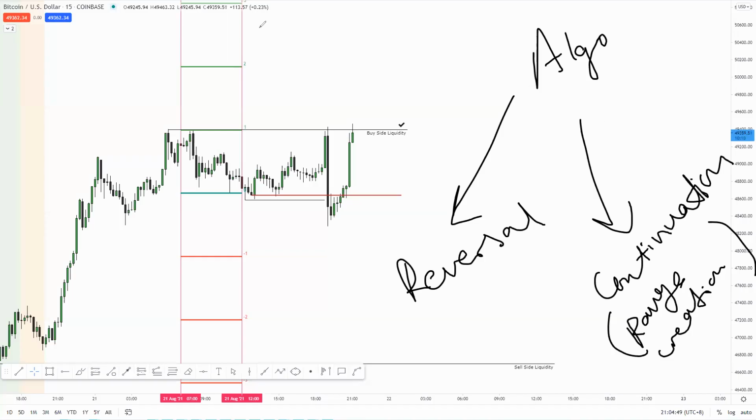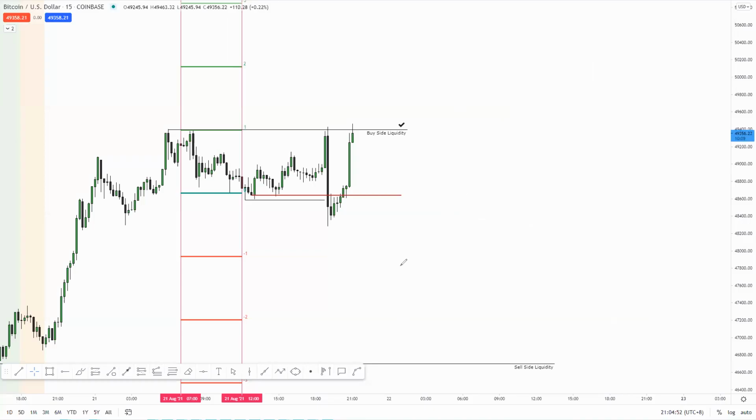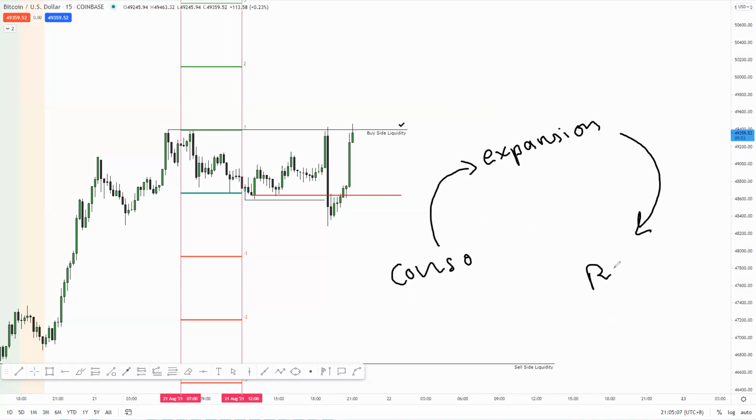Now, there are certain steps inside of this reversal and continuation profile. Here's how it is. We start off with a consolidation, expansion, and then reversal. This is your reversal profile. Yes, this is overly simplified, but this is something that we need to understand. So we have the consolidation, expansion, and reversal.